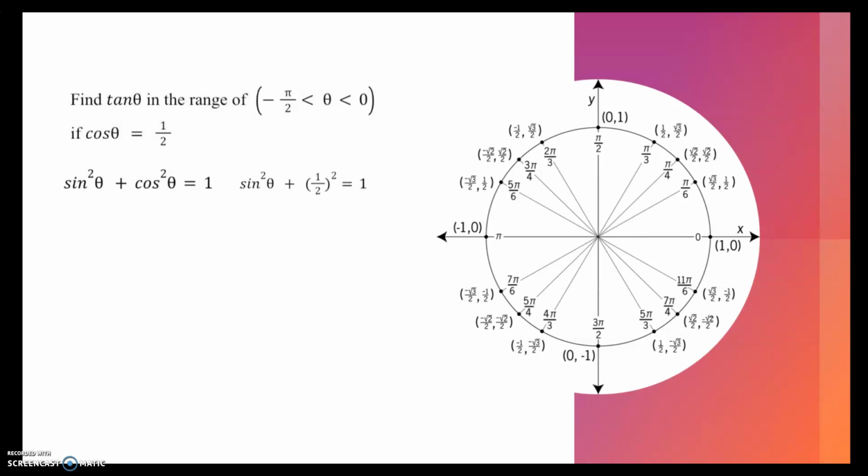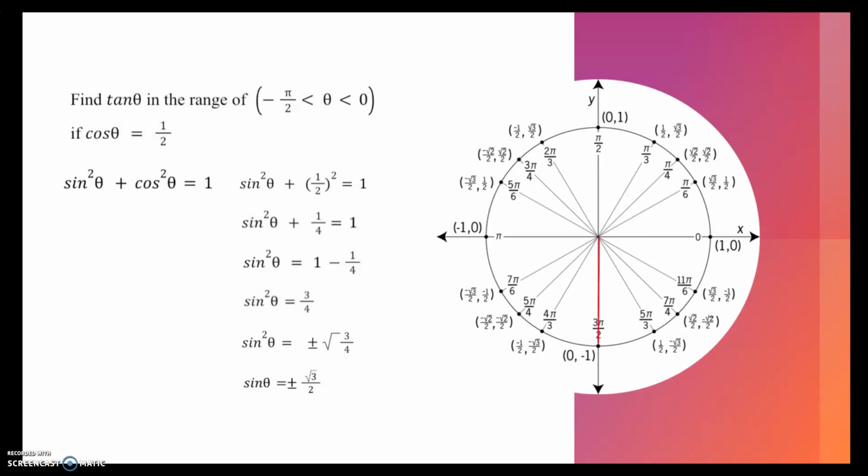You plug in 1/2 squared for cosine and do the algebra to get 1 over 4, and you subtract 1/4 from both sides and get sine squared of theta equals 3/4. In order to eliminate the square, you have to take the square root of both sides. Sine theta is equal to plus or minus square root of 3/4, or sine theta equals plus or minus square root 3 over 2.